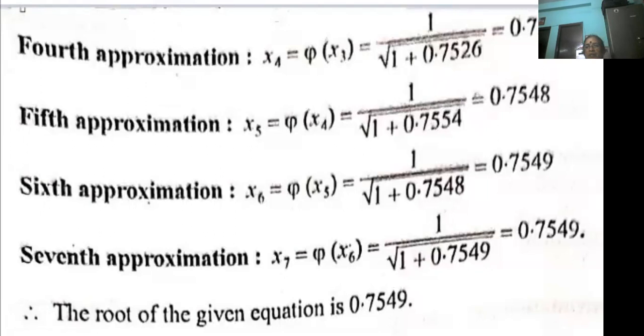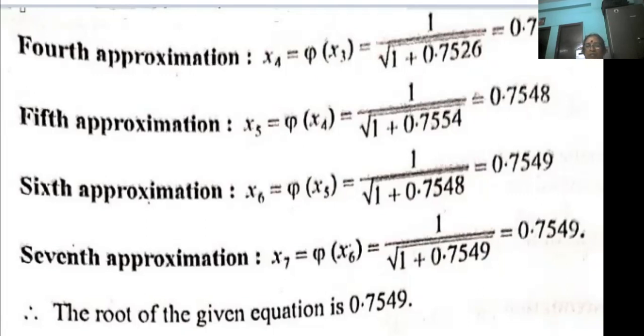That is nothing but 1 by square root of 1 plus 0.7554. That becomes 0.7548. Similarly, the sixth approximation is phi at x5. That is 1 by square root of 1 plus 0.7548. That becomes equal to 0.7549. The seventh approximation is given by phi at x6, 1 by square root of 1 plus 0.7549. That becomes 0.7549. Both the approximations are the same, so we are going to stop here.